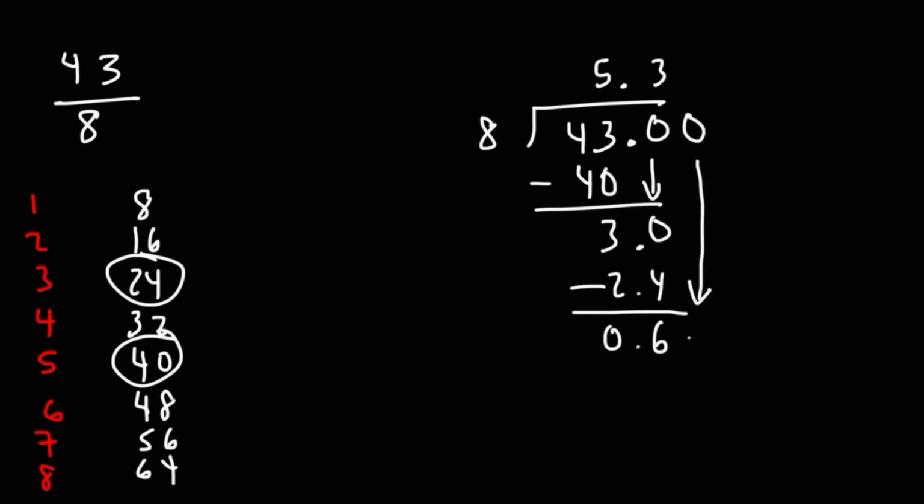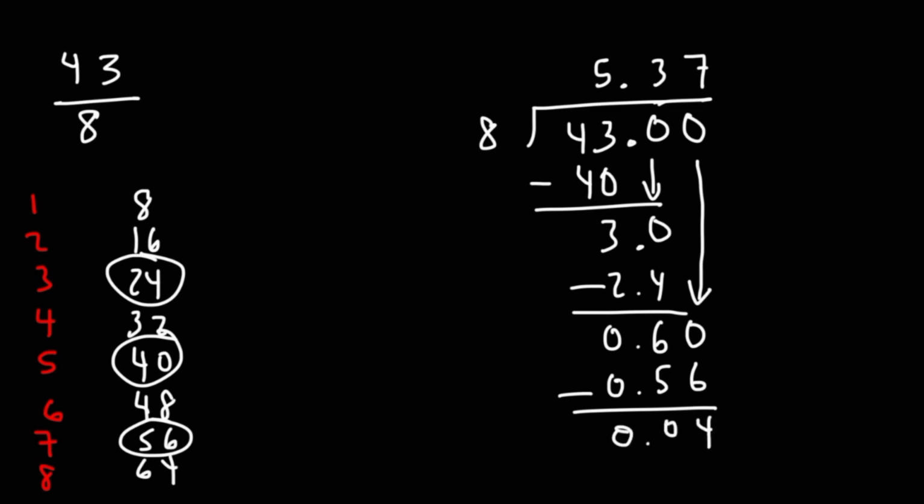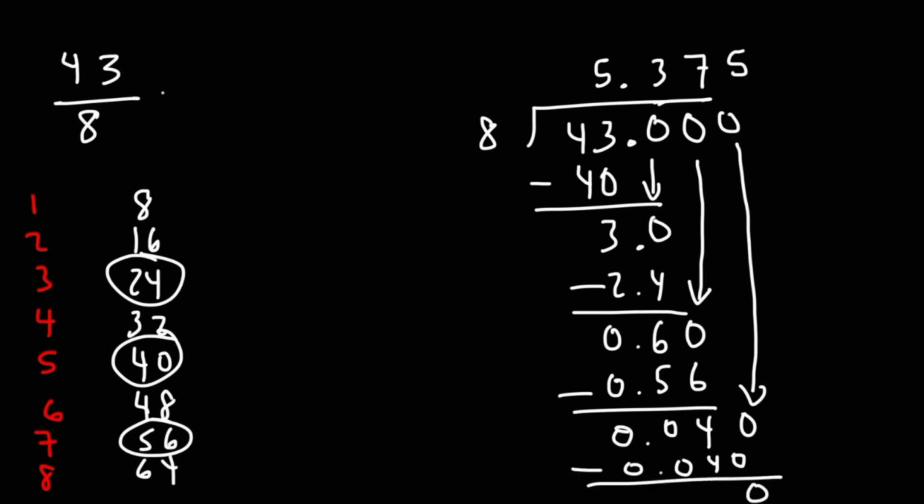Next, we need to add another 0. 8 goes into 60 7 times. 8 times 7 is 56. So the difference between 60 and 56 is 4. Add another 0. 8 goes into 40 5 times. And this gives us a remainder of 0. So 43 divided by 8 is 5.375. So that's how you could divide fractions if the denominator doesn't go evenly into the numerator. And that's also how you can convert a fraction into a decimal.